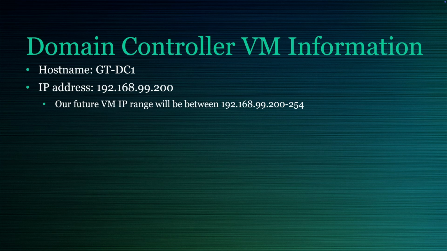In our lab today, we're going to configure our first domain controller. Whenever you have a DC that you're spinning up, you always want to give it a very clear, concise name. Since we are still following the Green Tech naming convention, we're just going to call this GT-DC1 because it's going to be our first domain controller. And we're going to give it an IP address of 192.168.99.200. As a heads up, for any of our future VM IP ranges, we're going to stick between that 99.200 to 254 range.